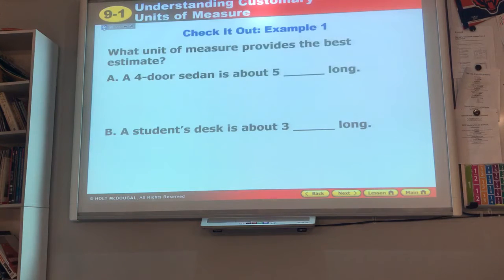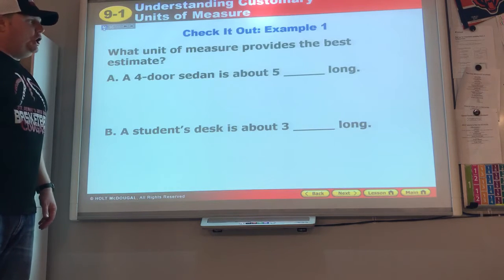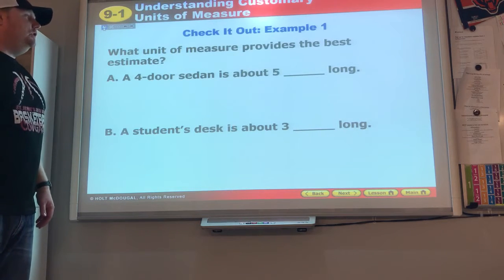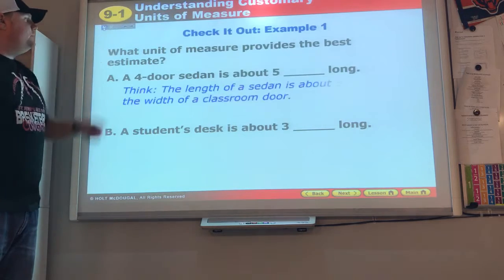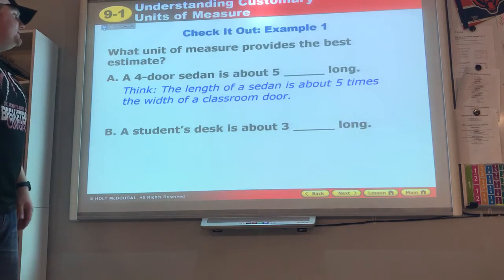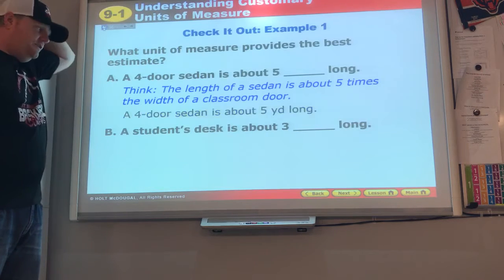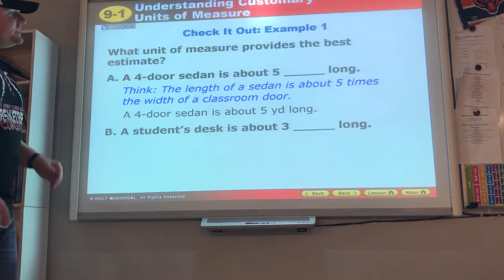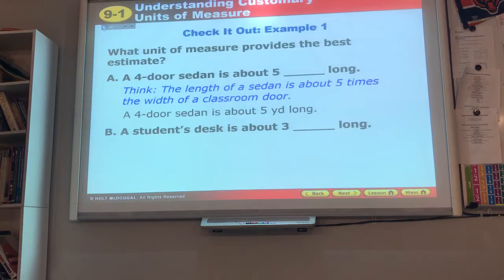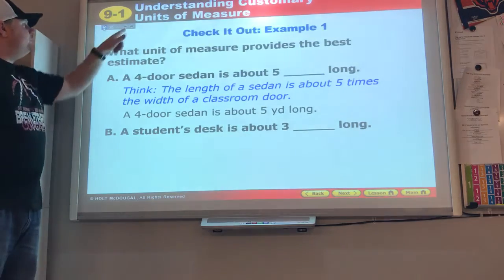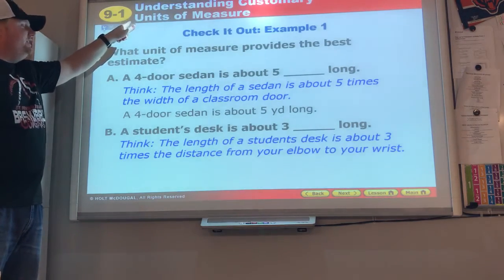What unit of measure provides the best estimate? A 4-door sedan is about 5, is it feet long? Is it yards long? Well, let's see. The length of a sedan is about 5 times the width of a classroom door. 5 big steps across it, so it is 5 yards long. A student's desk is about 3 feet long.